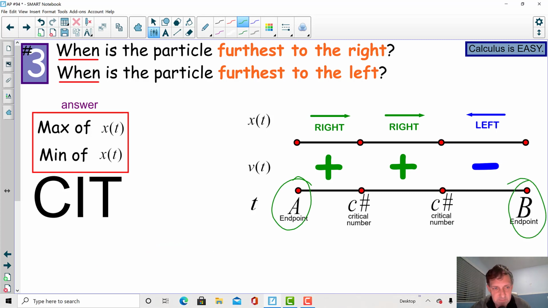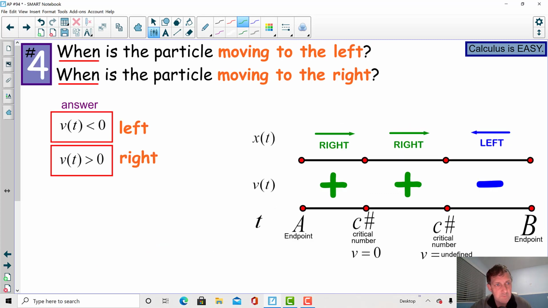All right, let's look at the last example. This last example is a pretty basic example. It just says, when is the particle moving to the left? And that would be when your derivative is negative. So on this time interval right here, our particle is moving to the left. Another question is, when is your particle moving to the right? Well, anytime your derivative is positive, so whenever your velocity is positive, it means that your particle is moving to the right. And that's pretty much it. This is a pretty basic example.